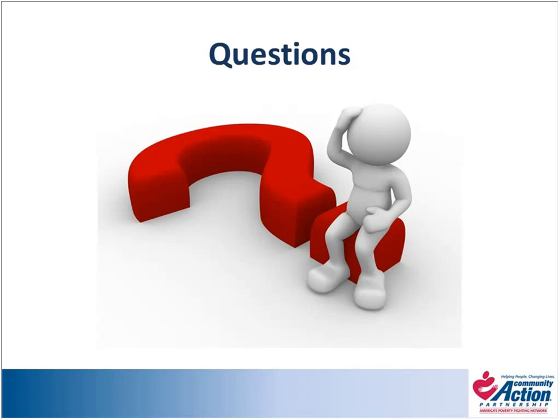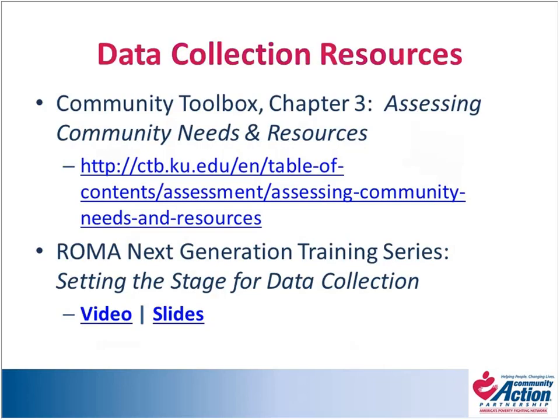All right. Well, I think that is all I see as far as the questions for today. So again, I'll show you my contact information as well as some of these resources. But the community toolbox, if you haven't accessed that before, chapter 3 is all about assessing community needs and resources. And there are a ton of sections in there that go through different pieces of the community needs assessment process. So the link is here in this PowerPoint. You can go straight to it.